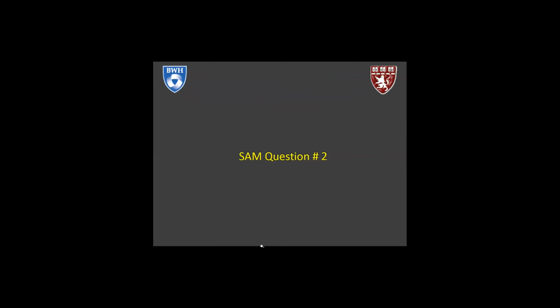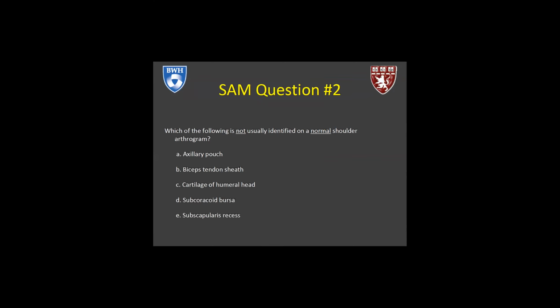All right. So to conclude, let's finish up with some SAM questions here. So which of the following is not usually identified on a normal shoulder arthrogram? Axillary pouch, biceps tendon sheath, cartilage of the humeral head, subcoracoid bursa, or the subscap recess.